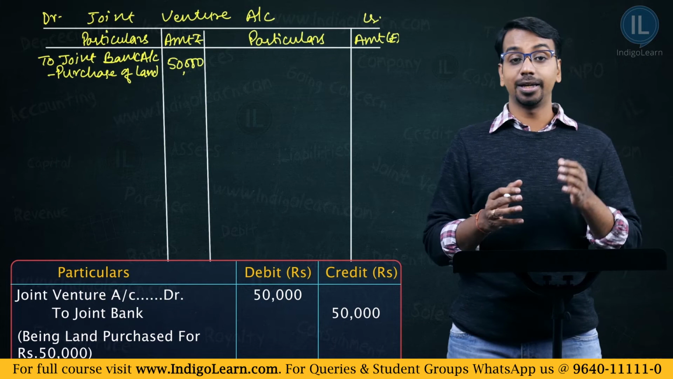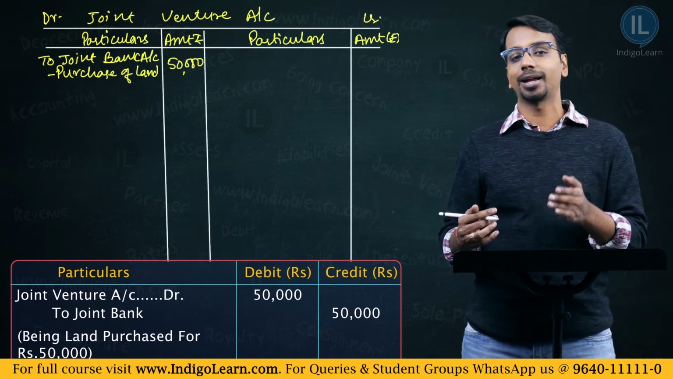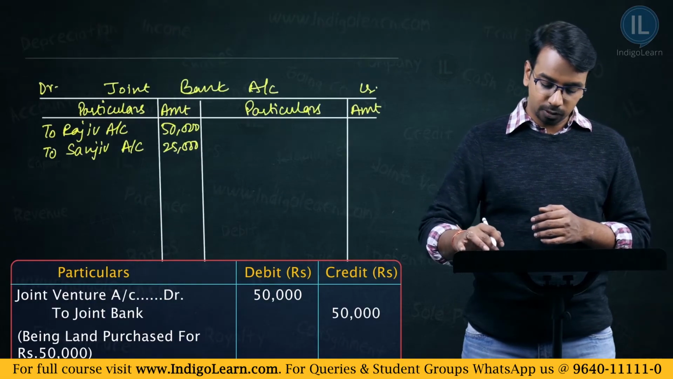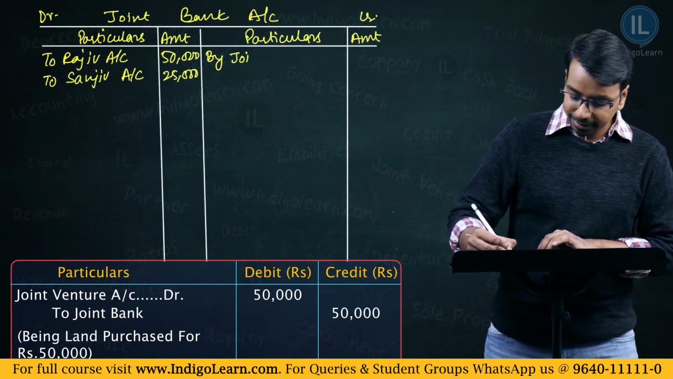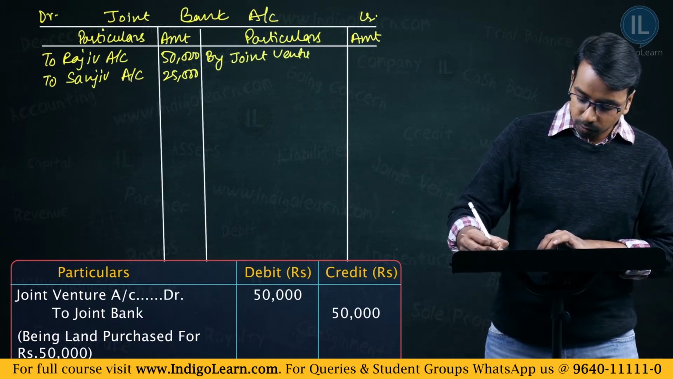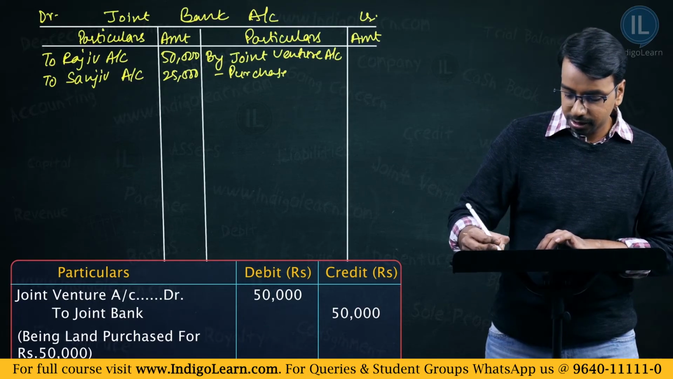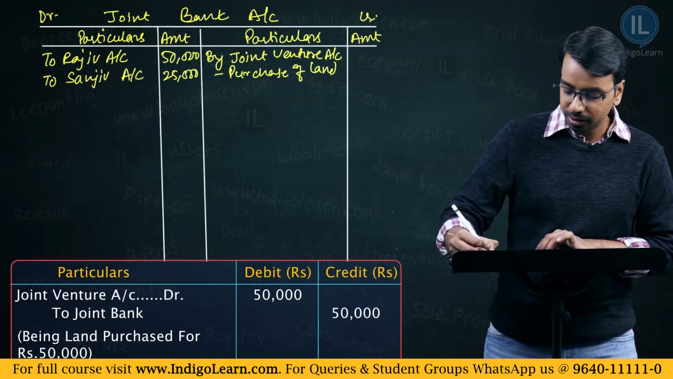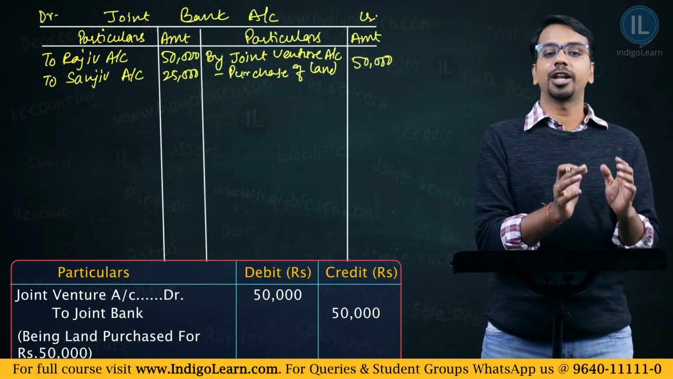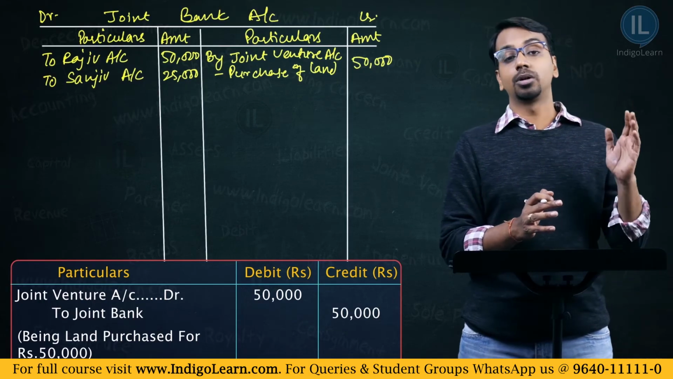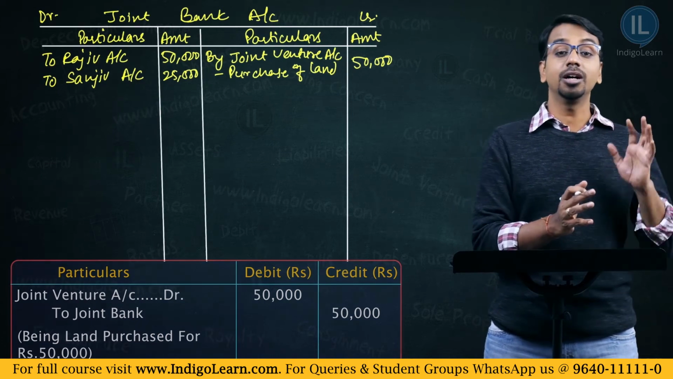Now this particular entry to joint bank account 50,000 will have a corresponding impact in the joint bank account as well. So go to the joint bank account, and what will be the entry here? By joint venture account, purchase of land, 50,000. And what is the journal entry for that? Joint venture account debit to joint bank account credit 50,000, being purchase of land for the joint venture.